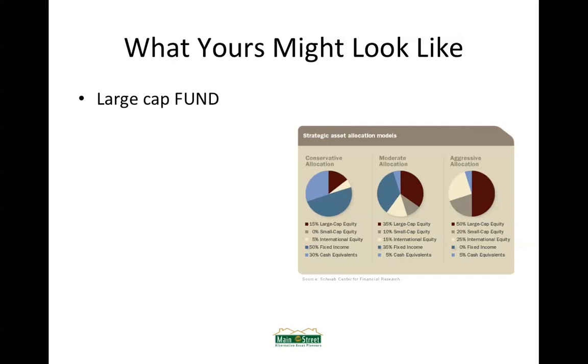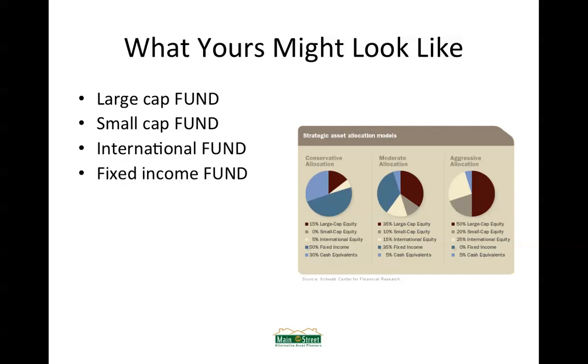Here's an example from Charles Schwab, where there's an aggressive model, a moderate model, and a conservative model. As you look at it, they're just allocating how much to each example. There's a large cap fund, a small cap fund, an international fund, and a fixed income fund, and they suggest some of it being in cash equivalents, and it varies based on your risk tolerance.